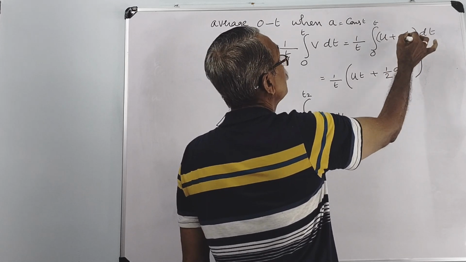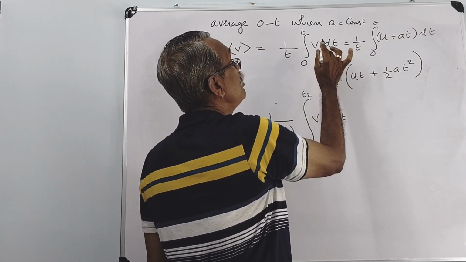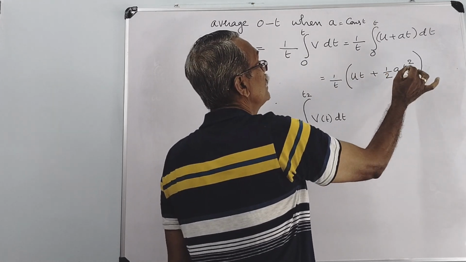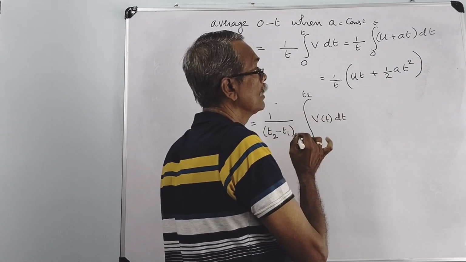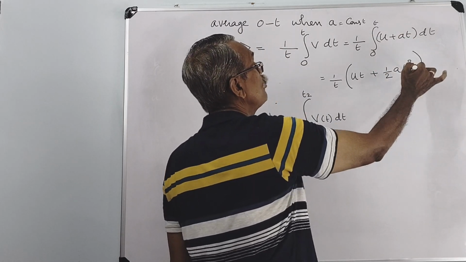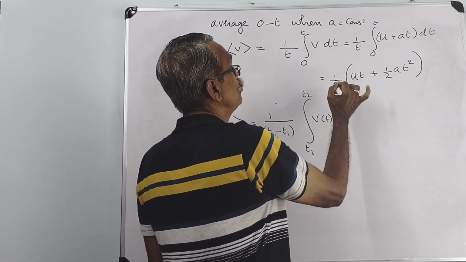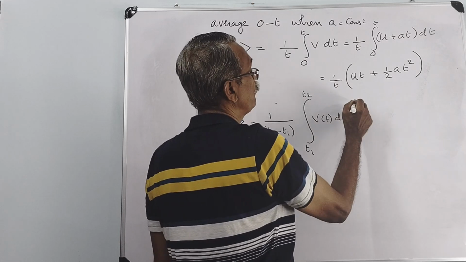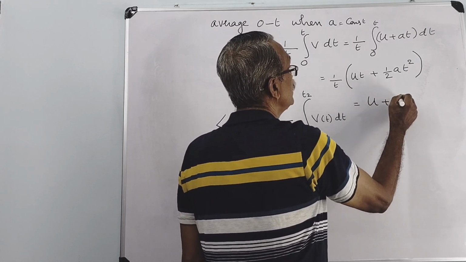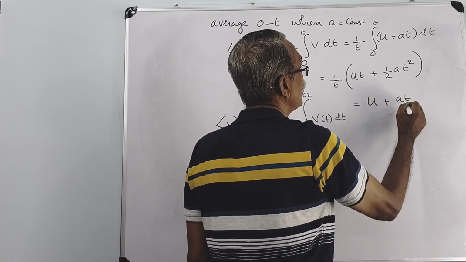V dt will be u plus at dt, and this will be ut plus half at squared. And this a is a constant, that is why we have taken it out, and that will be t squared divided by 2. We have to divide this by T. That will be equal to u plus at divided by 2.